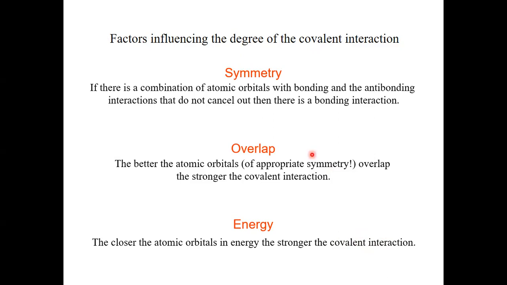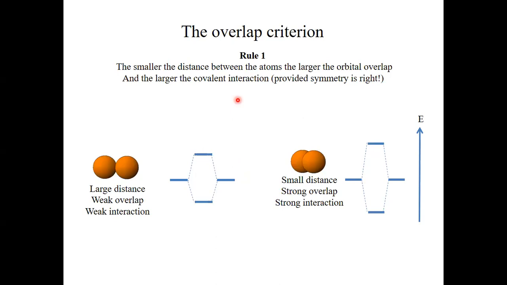Okay, so now let us look at these criteria step by step in more detail. Let's start with the one that's probably most simple to understand, and that's the so-called overlap criterion. For the overlap criterion, there are a number of rules to consider. The first rule says that the smaller the distance between the atoms, the larger the orbital overlap, and the larger the covalent interaction. Of course, again, provided the symmetry is right. So that's fairly straightforward to understand.